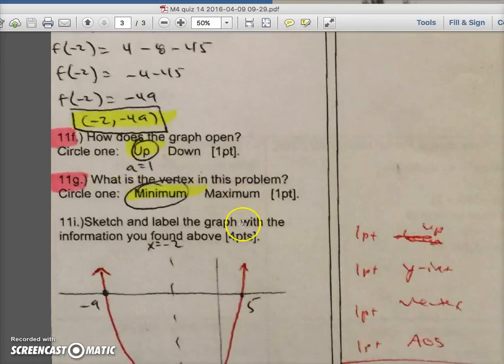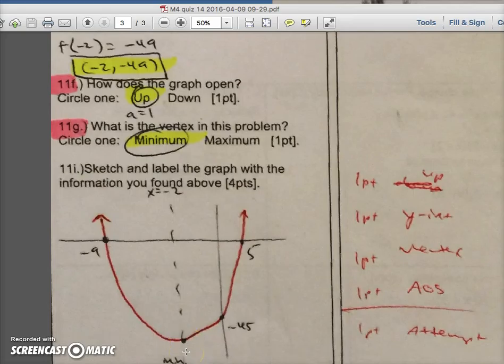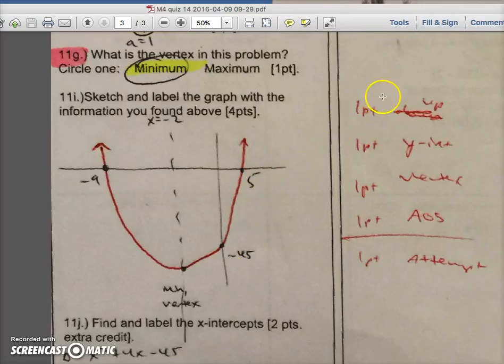Opens up because your A value is 1. It's a minimum because when it opens up, this is the lowest point there. So there's my x equals -2 axis of symmetry. You also have your y-intercept of -45. So here's my rubric, 1 point for opening up. If you just had up and you attempted the problems, I'm giving you a 2 out of 4.